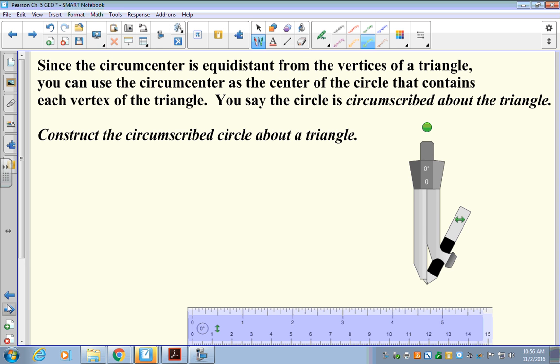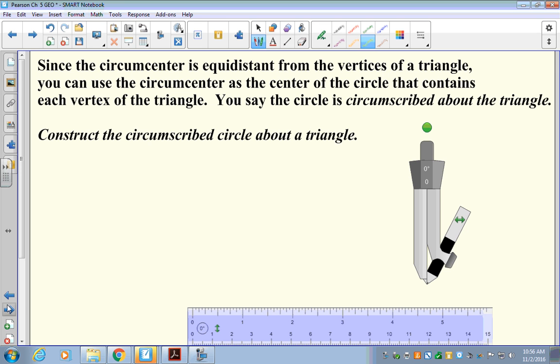All right, since the circumcenter is equidistant from the vertices of a triangle, we are going to use the circumcenter as the center of the circle that contains each vertex of the triangle. We say that the circle is circumscribed about the triangle. We're going to construct a circumscribed circle about a triangle. We got our construction stuff here, so let's go ahead and do it.